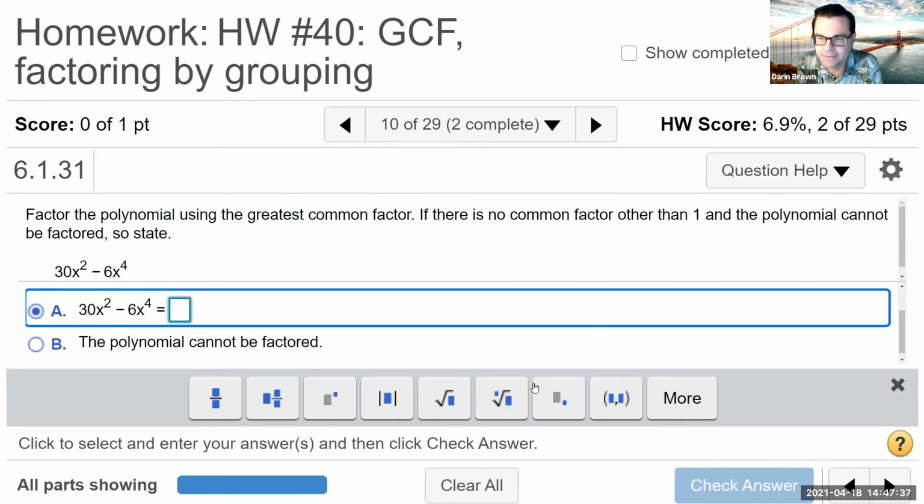So since 6 goes evenly into 30, right, 6 times 5, 6 is the GCF. If 6 is one of the coefficients, you can't get anything bigger than 6 as a GCF. So factor out 6, but also we've got x squared and x to the 4th. So remember, you take the smallest power that you see, because that's the most that's going to be in common. Out of x squared and x to the 4th, I need to take out x squared.